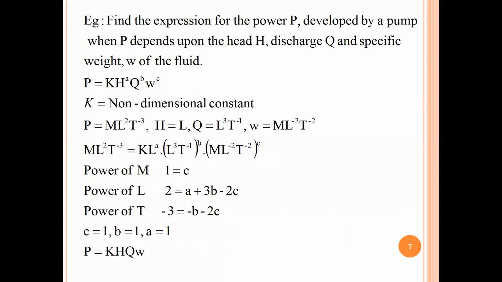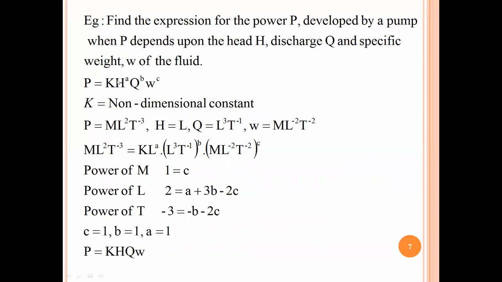So I am finding the expression for the power developed by a pump when P depends upon the head, discharge, and specific weight of the fluid. Power is equal to, I'm introducing a constant K. It just told that it depends on head, discharge, and specific weight, so I introduce a constant so that I can write the equation. So power equals K times, they have told it depends on H, Q, and W.